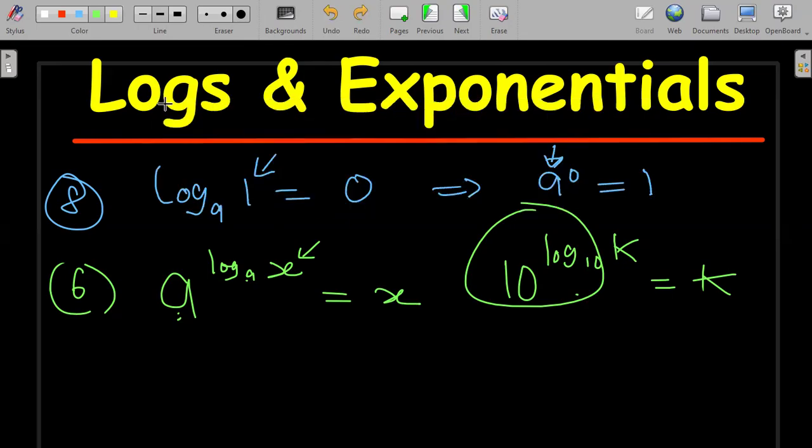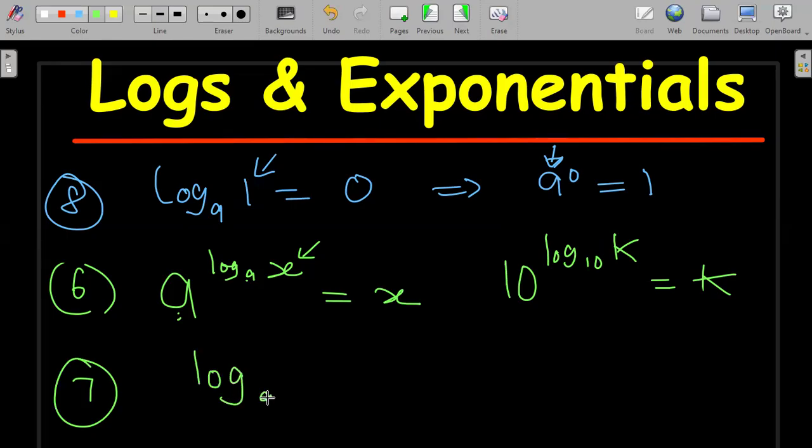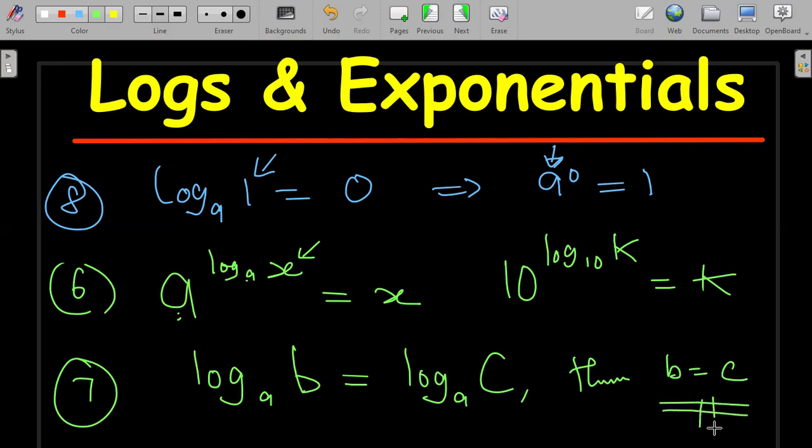And then what other properties have I not talked about? The other property is that if I have log base A of B equals log base A of C, then B and C should be equal. I'm sure you even did this as a proof in your class, so you have to know how to prove that. Those are the rules that we are actually going to be playing around with.